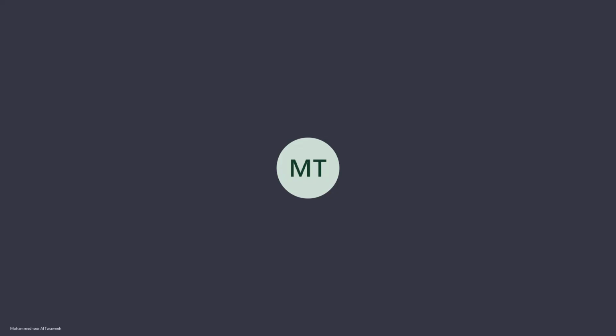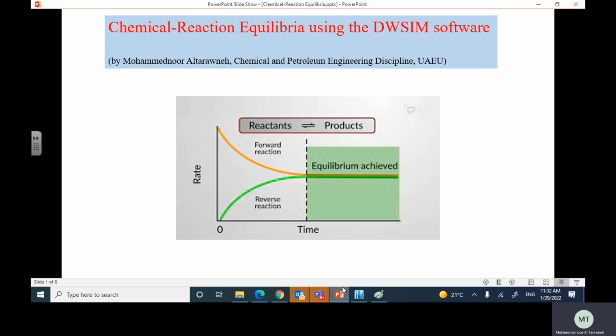In this short video, I'll show you how to use the DWSIM software to calculate the products of a chemical reaction in the equilibrium stage. As we know, any chemical reaction proceeds theoretically in both directions. It proceeds in the reverse direction as well as in the forward direction.